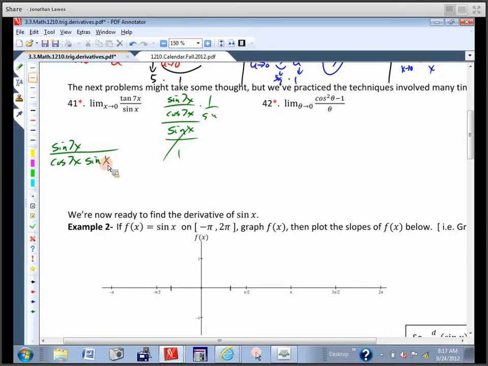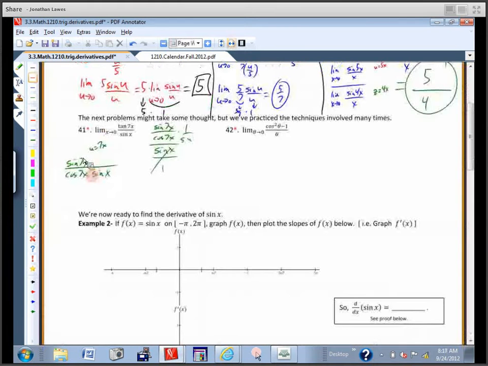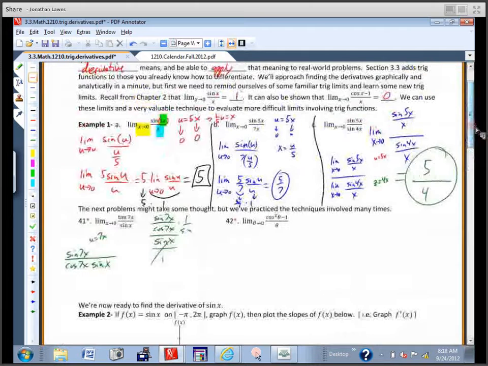Could we use any part of this to make it look more familiar, make it look like a problem that we've already done? Gordon? Substitute 7x for u. We could do a u substitution. We could say u is equal to 7x. Okay, before we do that, I want to arrange it so it looks more familiar. Compare what we have right here with what we had right here. We had a sine of 5x over a sine of 4x. Right now, I've kind of got this in the wrong order, so I'm going to write it this way. I'm going to write the sine of 7x over the sine of x times 1 over cosine 7x.